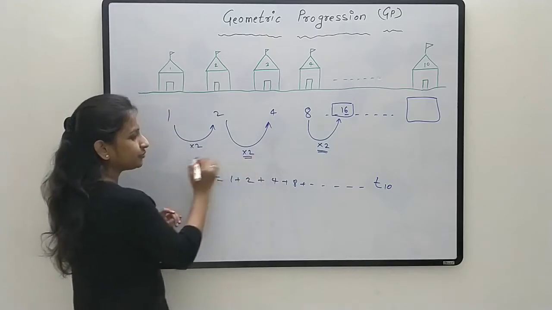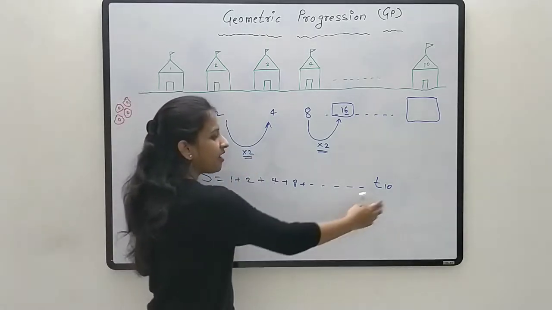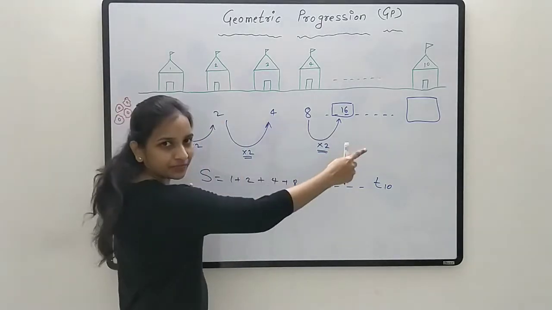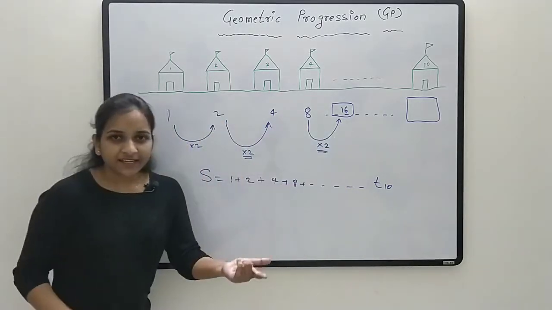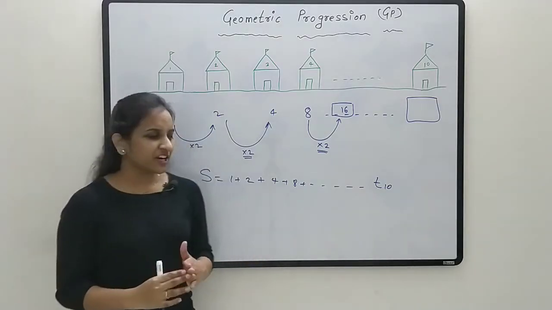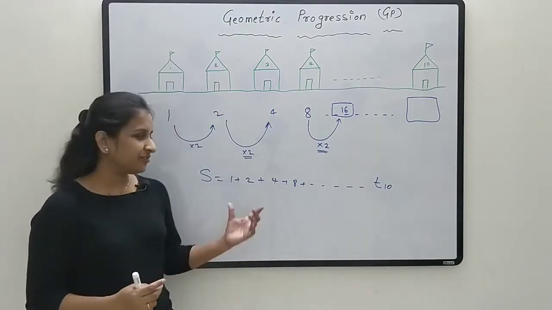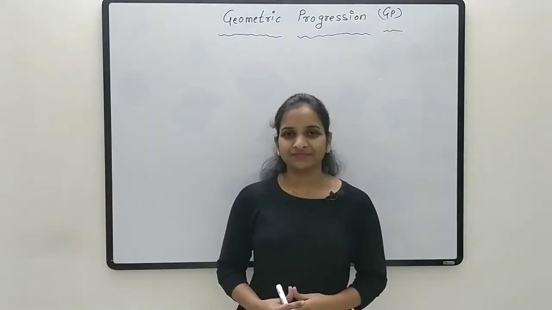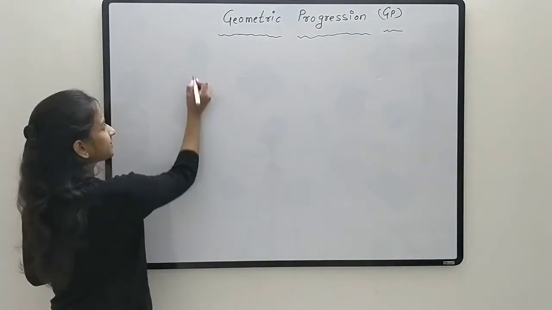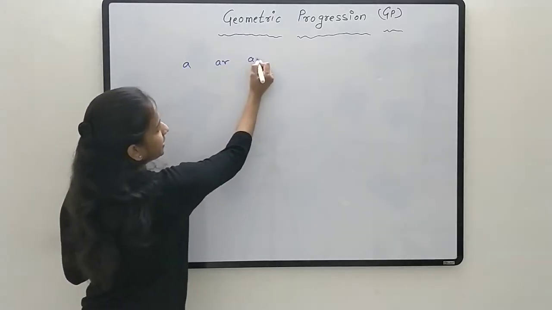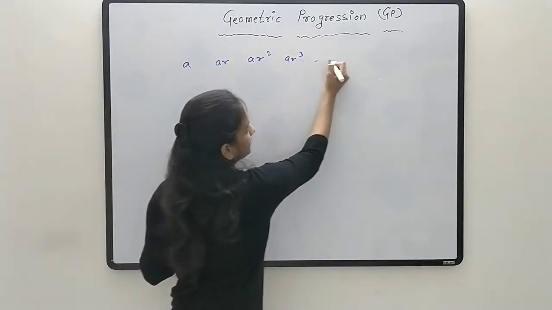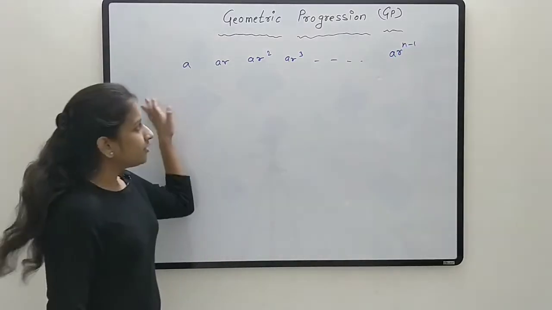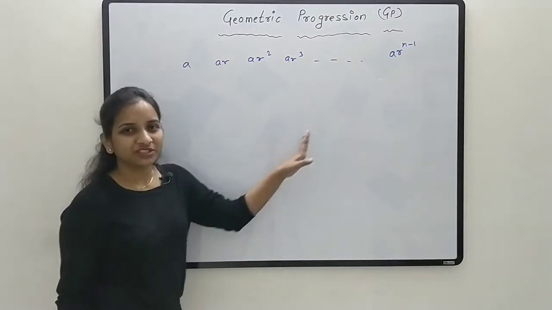Common ratio is 2. Now to find the sum of 10 terms of GP series, finding each and every term and adding together will take time and be tiresome. So there is a shortcut for this. There is a formula to find the sum of first n terms of GP. Let's see that. Let's take a general GP series A, AR, AR square, AR cube, like this till the nth term. Nth term is A r raised to n minus 1. Now let's find the sum of n terms of GP.